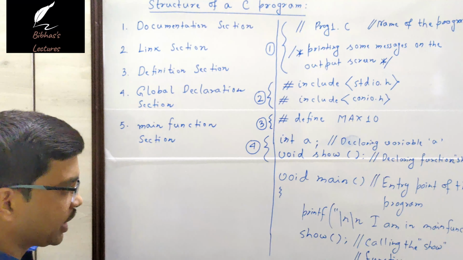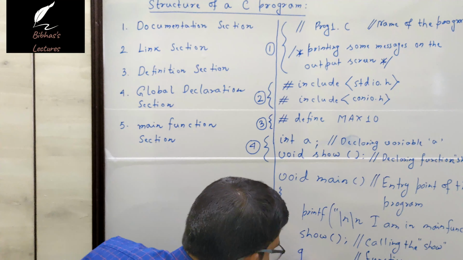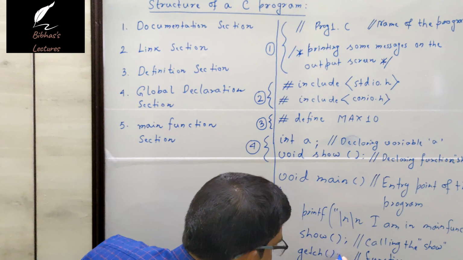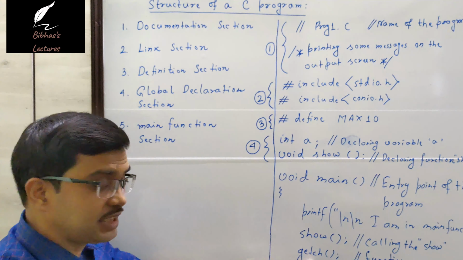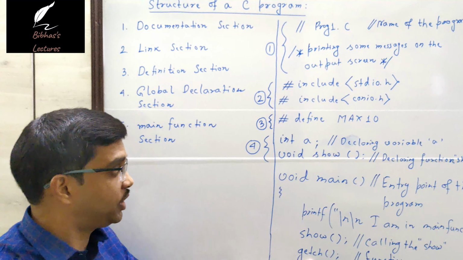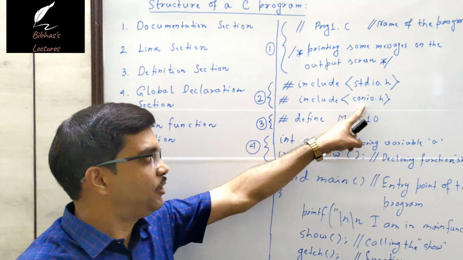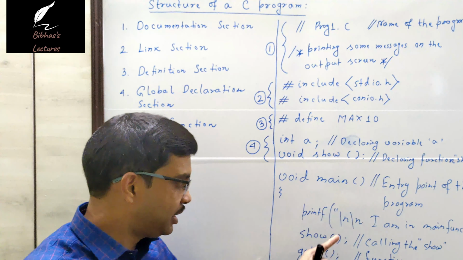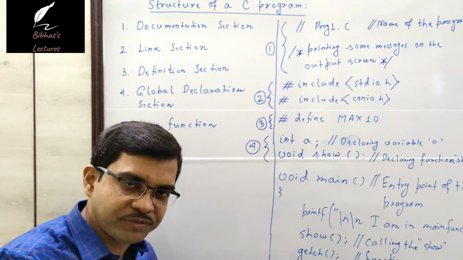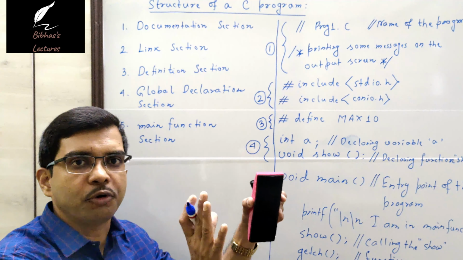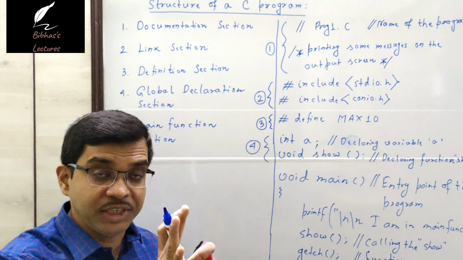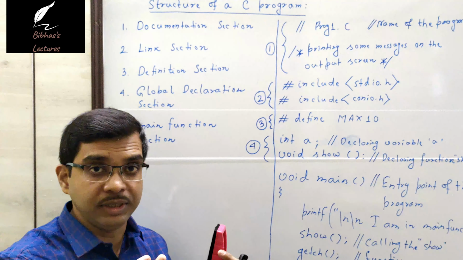So this line will not be executed by the compiler. Now I am calling another function, getch. Getch is a system defined function, defined in the conio.h header file, so we have already taken the permission. What will the getch function do? The getch function will just hold your output screen so that you can visualize the output properly.